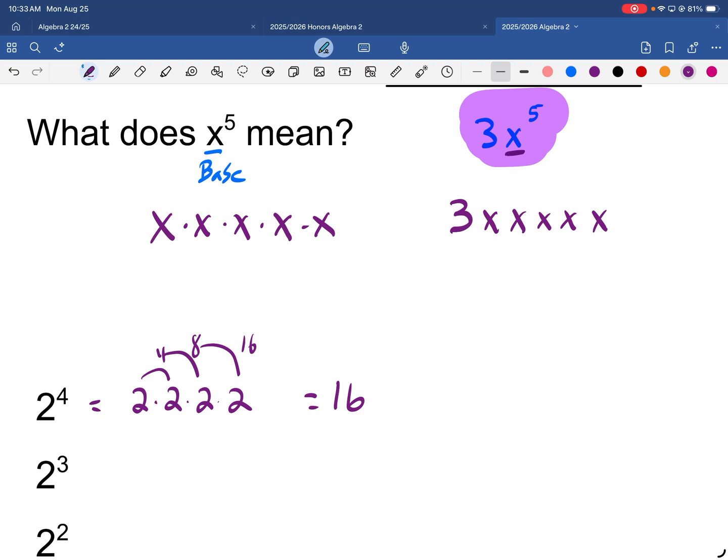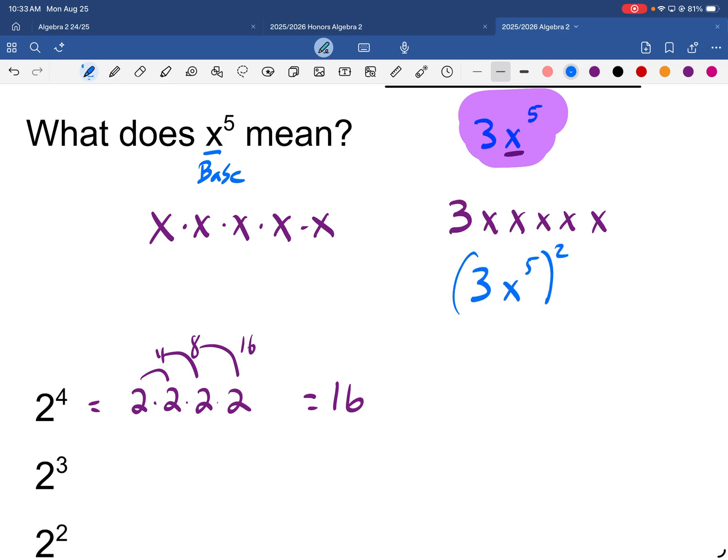Only the x is. If I put 3x to the fifth inside parentheses and squared it, now technically this is 3x to the fifth times 3x to the fifth. And the difference is now that power is on the outside. We're going to talk a little more about what that means and how we can simplify it in a fast fashion in just a few minutes.